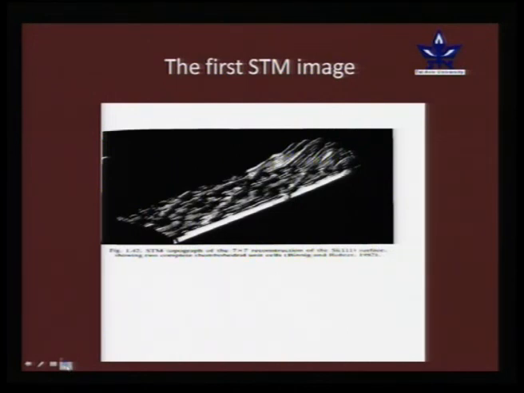This is the first STM image that was mapped by the Nobel laureates or the pioneers, Binnig and Rohrer. They actually tried to scan the silicon 111 surface, and this is a grayscale image which shows that they could find a 7x7 reconstruction of a silicon 111 surface. Later, with a lot of improvements, you can see a much better topography of the same surface. What you see here is nothing but the step edges of a silicon 111. It is cut like this.